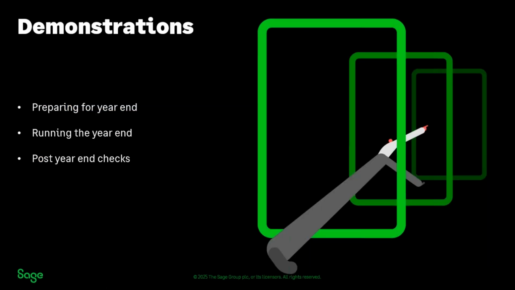So we're going to look into the demonstration now. We're going to break it into 3 steps. First of all, preparing for year end, running the year end itself, and post year end checks that you can do to make sure that that has gone through successfully for you.